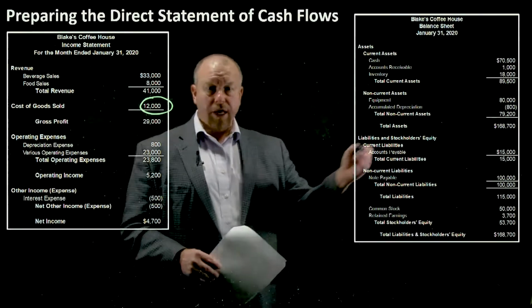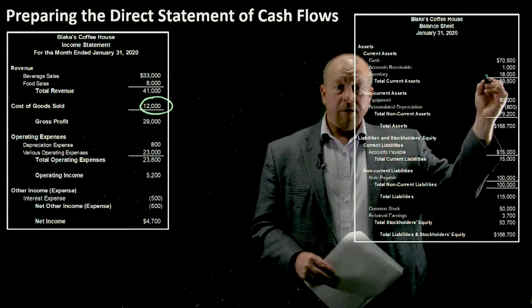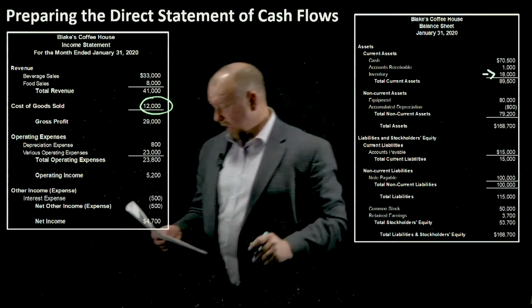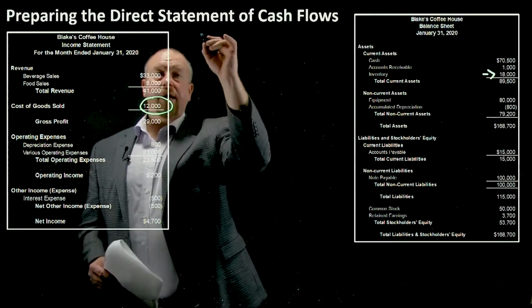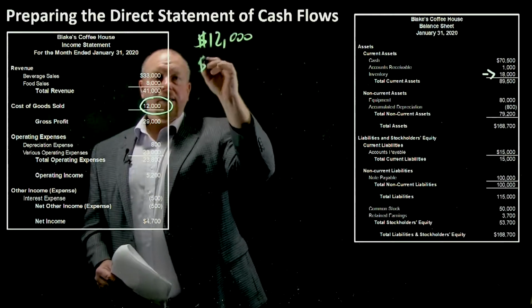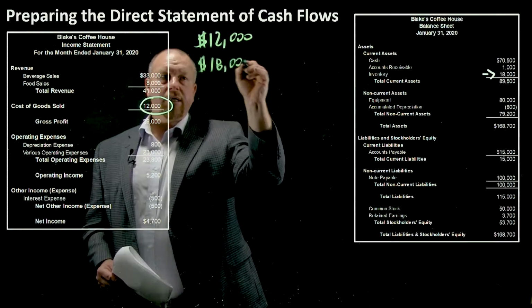The first thing we want to look at is our inventory. Inventory increased by $18,000. So we're going to start with the 12 grand. That's accrual basis cost of goods sold. And to the extent that inventory increased, we're going to add it.